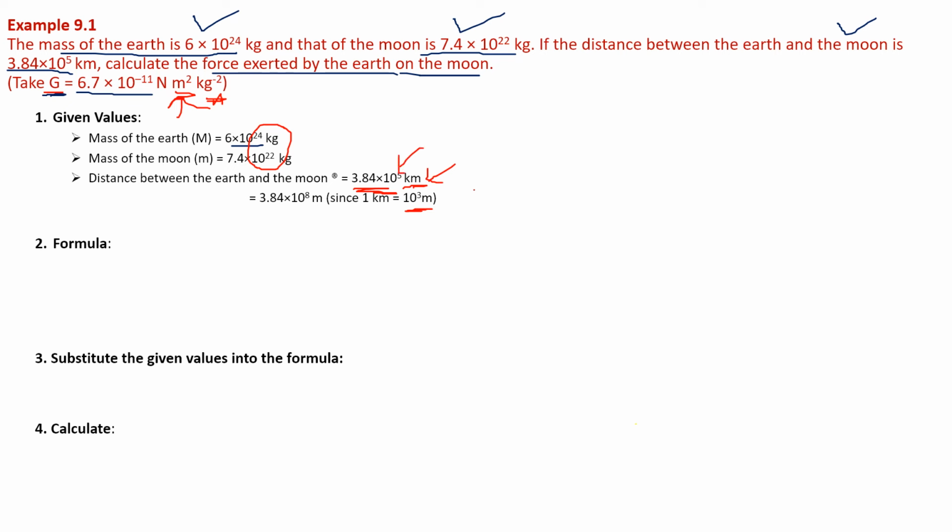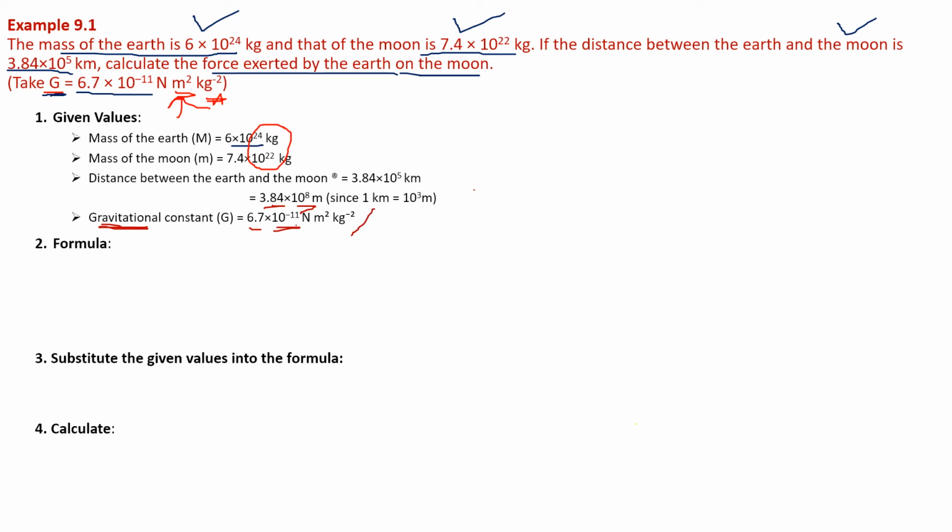So 10 to the power of 5 into 10 to the power of 3. How much is that? It is 10 to the power of 5 plus 3, which is equal to 8. We'll talk about this formula sometime. So now it is 3.84 into 10 to the power of 8 meters. That's the distance. Now what is the constant given? This is the universal gravitational constant, 6.7 into 10 to the power of minus 11 Newton meter square per kg square.